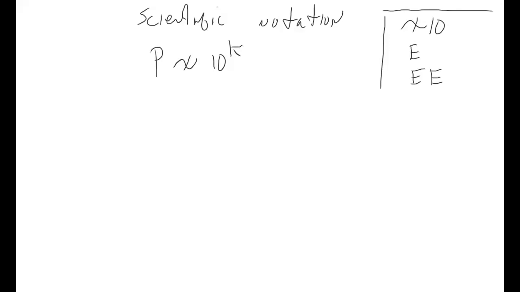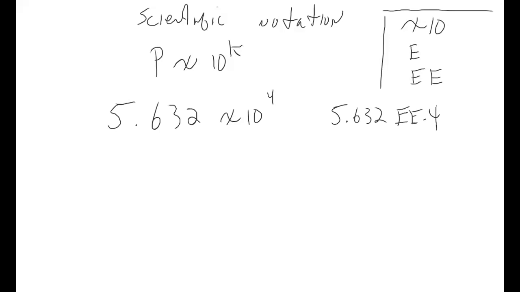But say I have the number 5.632, and that is times 10 to the 4th. And how you might see this in your calculator would be 5.632 EE 4. That's not a minus 4, that's just me getting sloppy with my writing. So these two are the same. This is typically how a calculator will write it. So to go from scientific notation to a number, this is a positive 4.